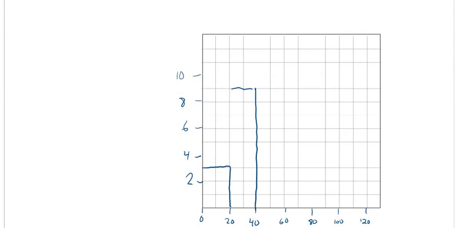Again, I can't do it on my screen, but you should have a ruler while you're doing this to make sure everything is lining up straight. And then for the 40-60 category, if you look back at your chart, we had 8 in that category. So draw the bar up to 8. And then for 60-80, we had 5. And that's not very neat, so I'm going to go and fix that really quick. And then for 80 to 100, we had 3. And for 100 to 120, we had 2.